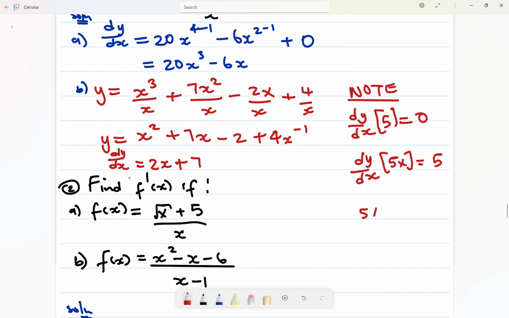Why? Check, it's going to be 1 multiplied by 5, which is 5. Remember, x has an exponent of 1, then I subtract 1, and it becomes 5x to the power of 0. And remember, x to the power of 0 is 1, then 5 times 1 is 5. Like that. Then we are here again.